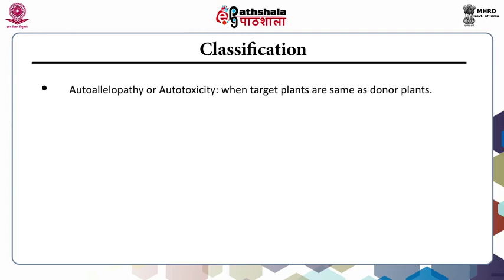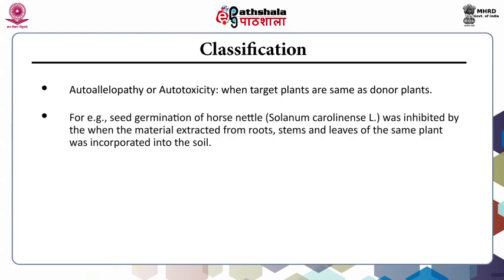Coming to the next point, that is autoallelopathy or autotoxicity. When the target plants are similar to the donor plants, that phenomenon is known as autoallelopathy. Let us take an example, the seed germination of horse nettle. Horse nettle, the scientific name is Solanum carolinense. It was inhibited by the presence of other material that was extracted from the roots, stems and leaves of the same plant and was incorporated into the soil.